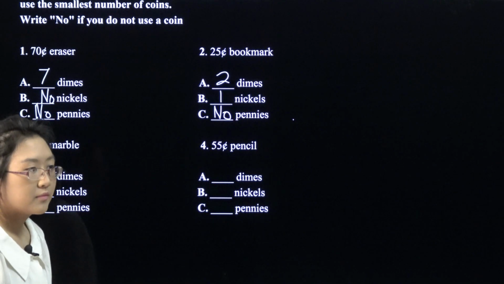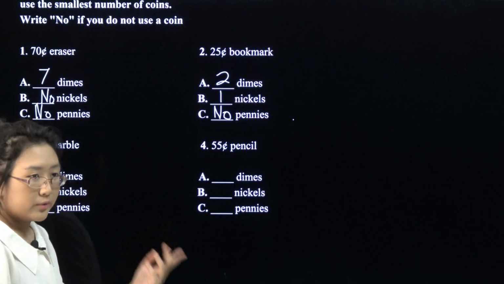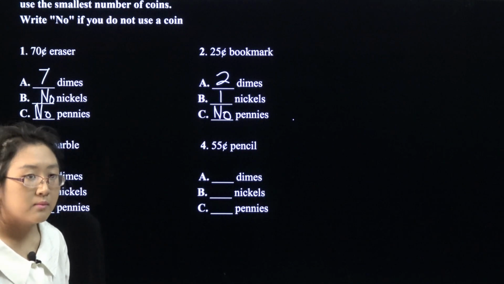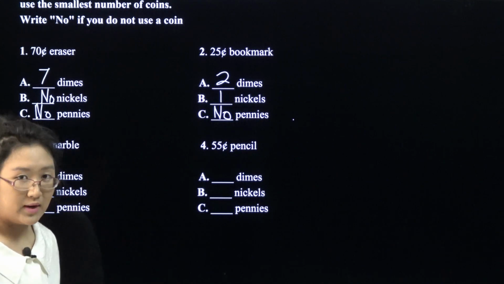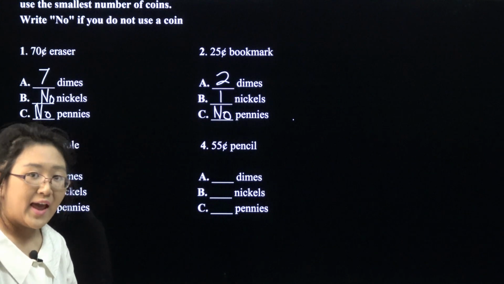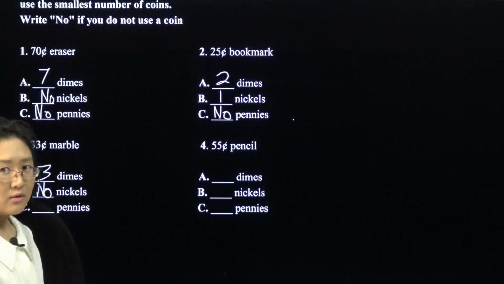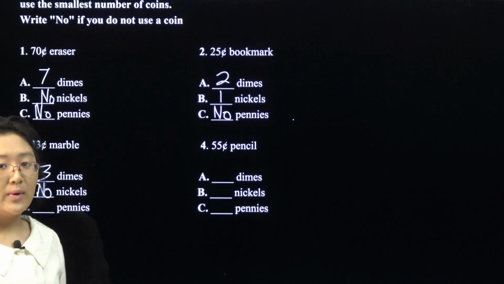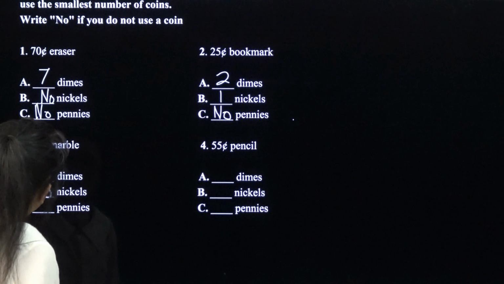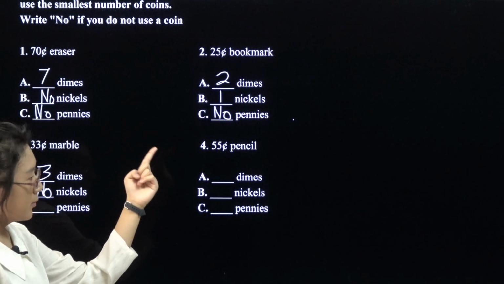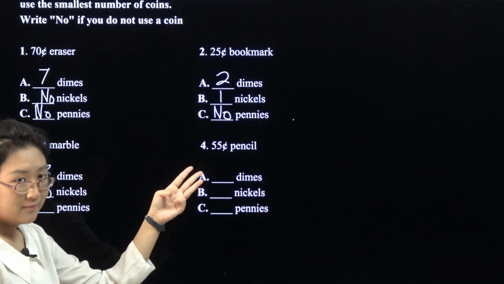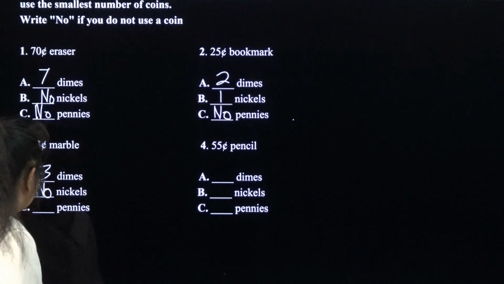What about nickels? 30 would be no nickels, and then 35. But 35 is bigger than 33, meaning that we can't use nickels. So, no nickels. And pennies? Well, that's the only one we have left. So, 31, 32, 33. 3 pennies.